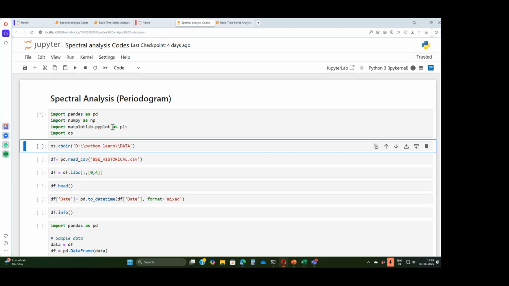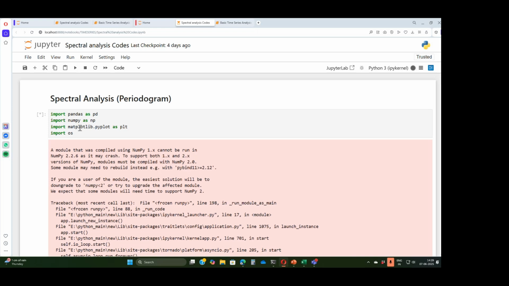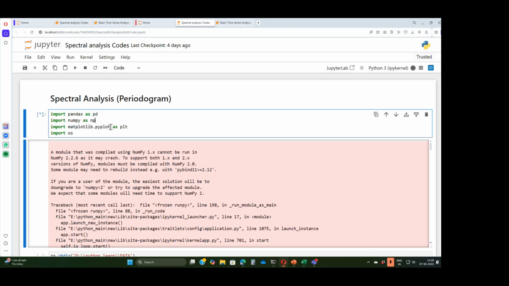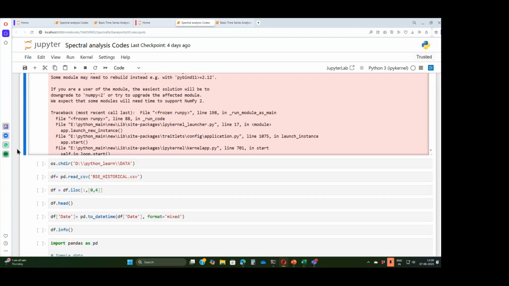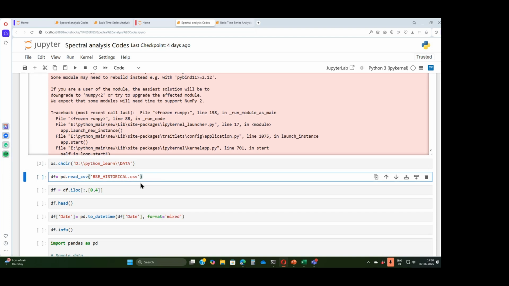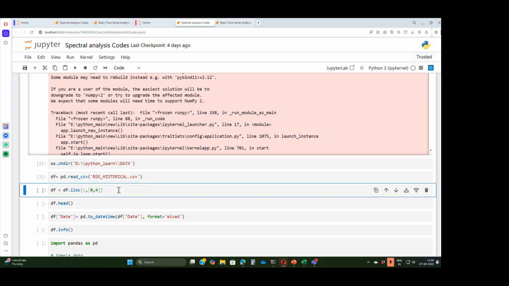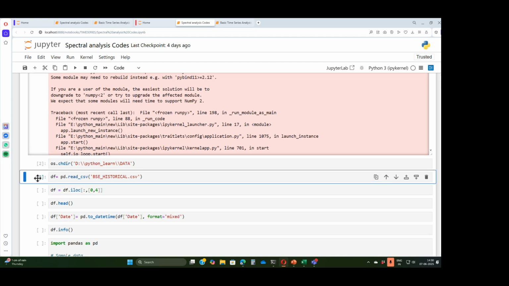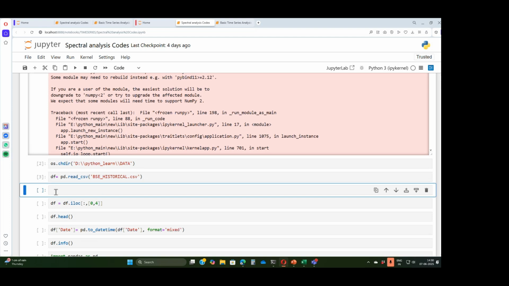First, we import these general packages which we always do when we work with Python. Pandas is for importing data. NumPy is to manipulate the data. Matplotlib is to graph it, and OS is to set the path. So I'm going to set the path, Python learn. I've got a folder called data, so my file is over there. And there I'll pick up this data called BSE historical. I'm interested only in the date and in this column. So I'll just show you.